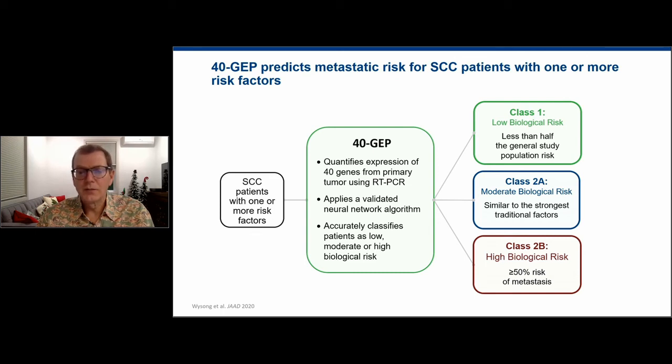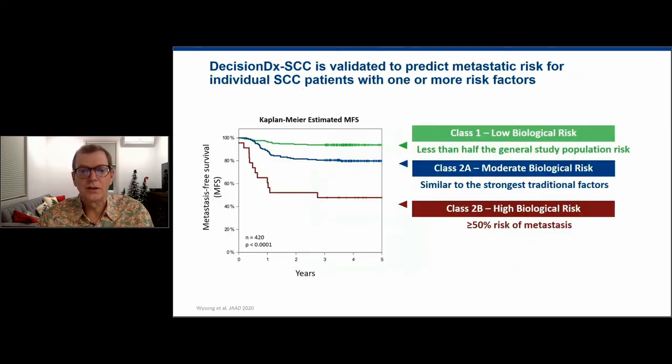That's our moderate biological risk, and this score is very similar to what you get if you have one or two of these previous features typically associated with high risk that we talked about on the previous slide. What you don't want to see is patients that come back as Class 2B, because these patients are at quite high risk, greater than 50% risk of developing metastases, and these metastases occur quite early.